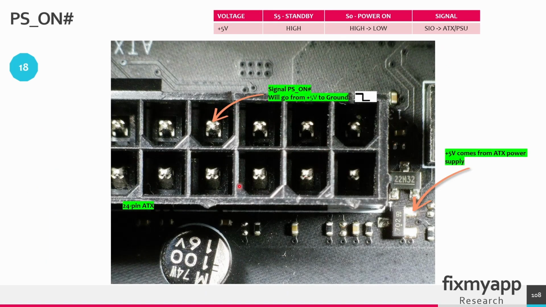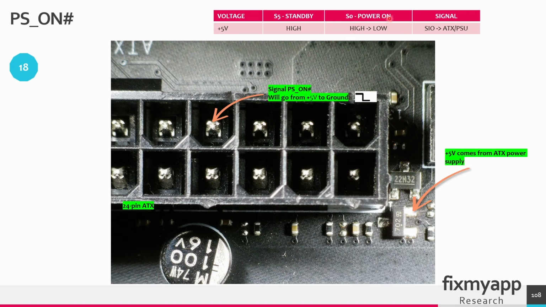This is the 24-pin power connector, and the power supply on pin will go from 5 volt to ground. This signal line will trigger the ATX power supply to start generating all the powers at its output, like the 12 volt, 5 volt and 3.3 volt. In power sequence 18, in standby mode, this voltage has to be high, so it has to be 5 volt.